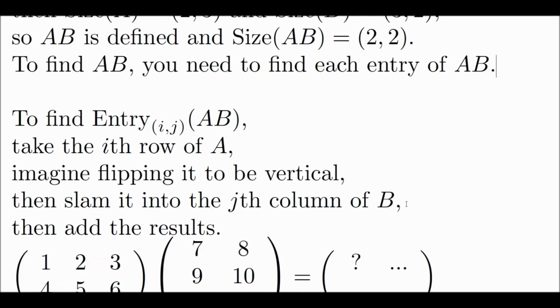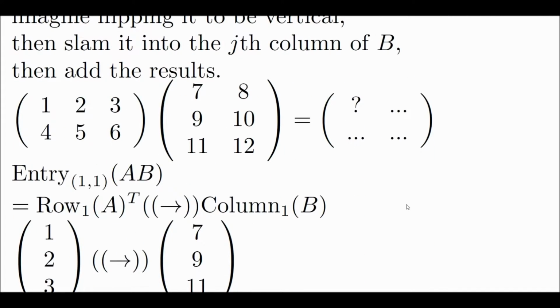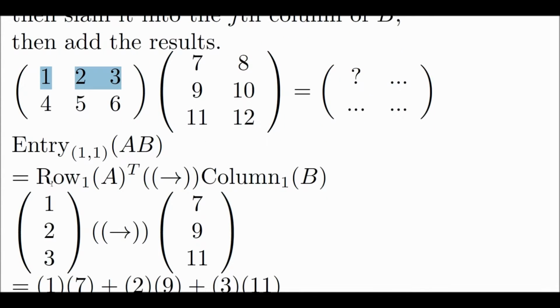Here's what it looks like. So I'm trying to take this matrix times that matrix. I want to obtain this entry here. So you look at where this entry is. This is in the first row and the first column. So since this entry that I want is in the first row and the first column, I'm going to take the first row here times the first column. So you're going to take the first row of A, you're going to transpose that.